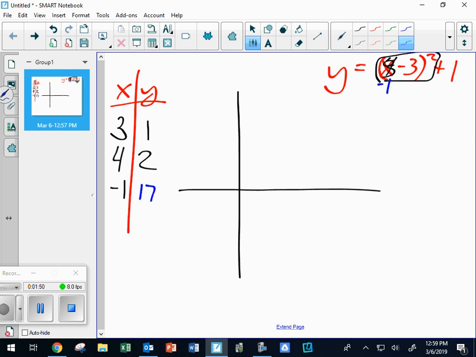Okay, so let's just do one more. All right, let's put in a 5. 5 goes in here, and 5 minus 3 is 2. 2 squared is 4, plus 1 is 5. 5 comma 5. And then all you've got to do is connect the dots.